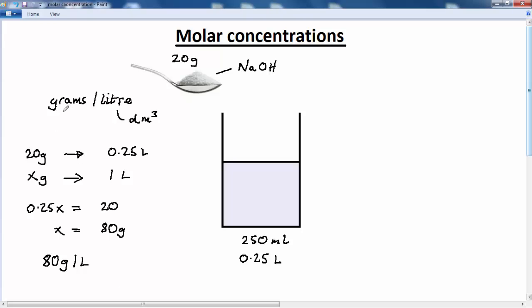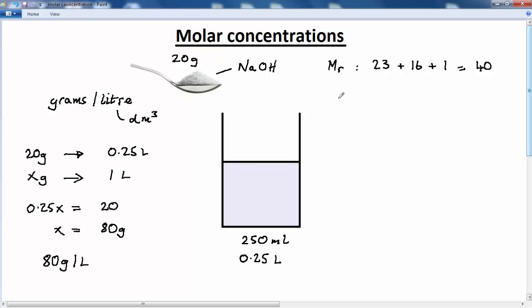Now that gives us the concentration in grams per litre, but what we really want to do in this unit is give the concentration in terms of moles per litre. So to do that, we have to find out how many moles of sodium hydroxide there are in 20 grams. That's the first step. So we need to write out the relative formula mass for sodium hydroxide, which will be 23 for sodium plus 16 for oxygen plus 1 for hydrogen, which will give us 40. Okay, so the relative formula mass for sodium hydroxide is 40.